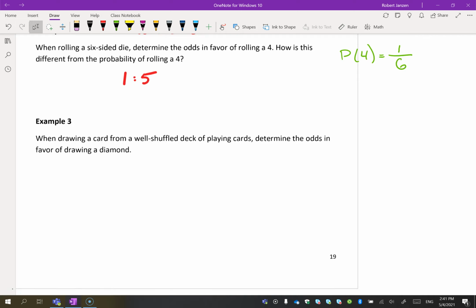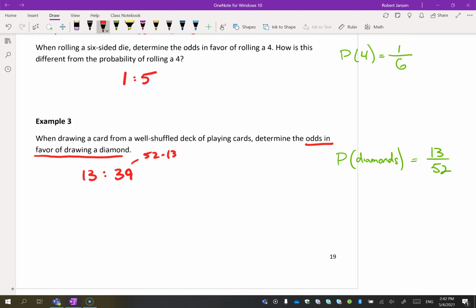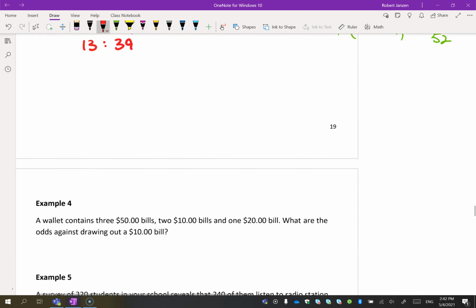Next, when drawing a card from a well-shuffled deck of playing cards, determine the odds in favor of drawing a diamond. First of all, what's the probability of a diamond? Out of 52 cards, how many are diamonds? 13. So if I want the odds in favor of drawing a diamond, there are 13 compared to how many are not favorable. How many are not a diamond? There would be 39. This is 52 take away 13. So that's what odds are, odds in favor.